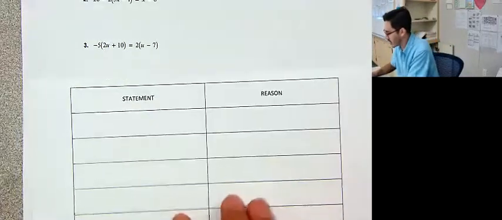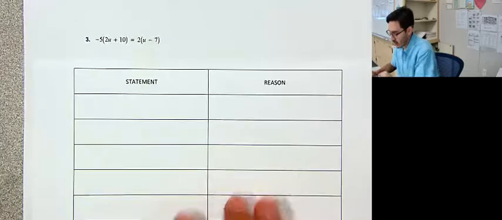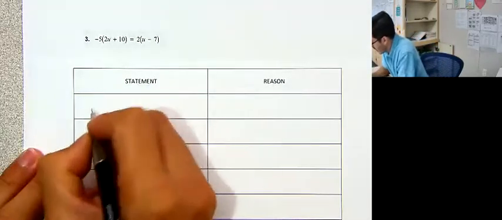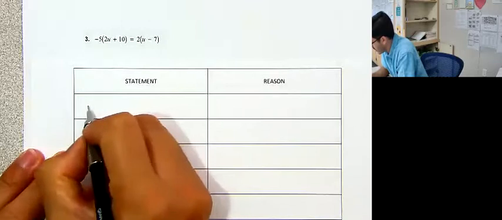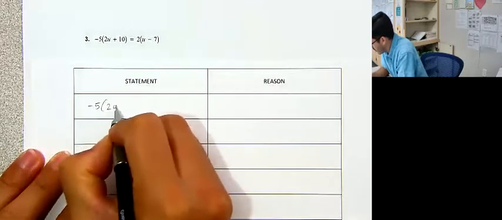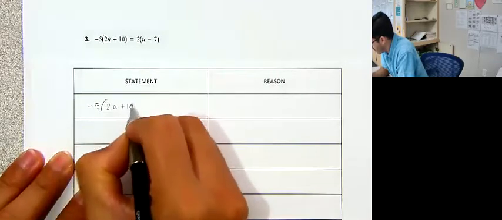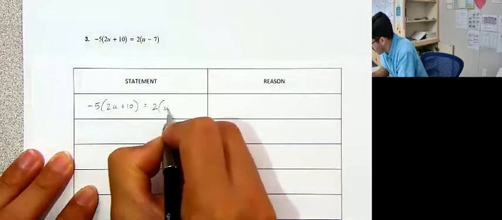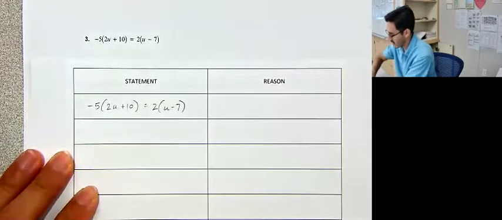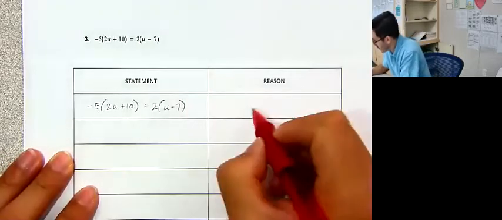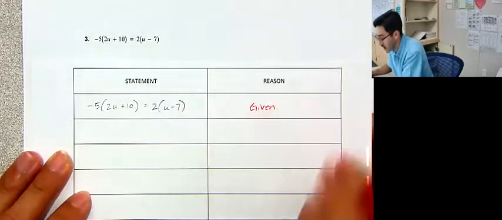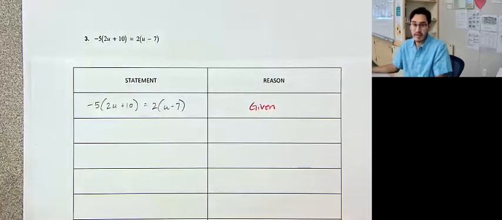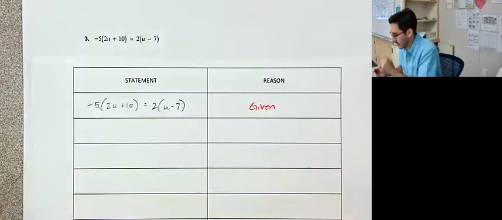Let's do one last one. Okay, question number 3. The equation is -5 times 2u plus 10 equals 2 times u minus 7. And we always start with the reason that it's just given, right? That equation was given to us. And now it's our job to solve it.